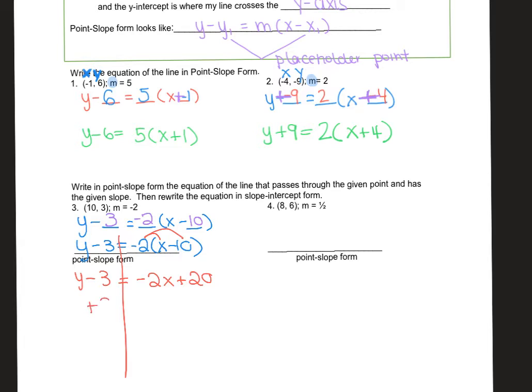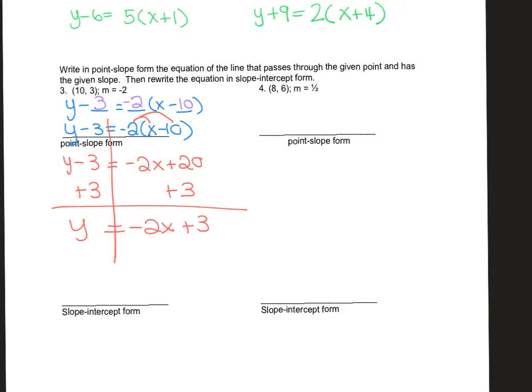And then I'm going to add 3 to both sides, and I'm going to get y equals negative 2x plus 23. Oops, I caught my mistake. I hope you guys did too. Equals 23.